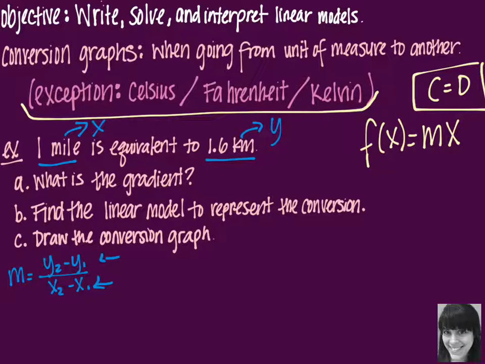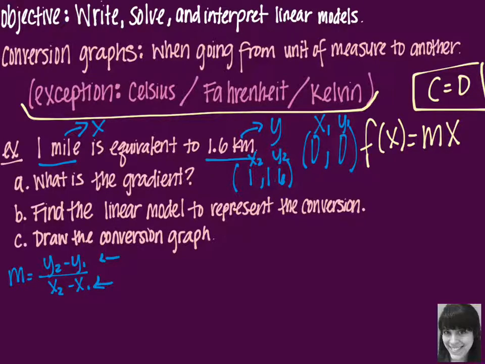Okay, so if I wanted to, and also you have another point, it's implied that when you have 0 miles, you have 0 kilometers. Okay, so now you have 2 points, 0, 0, and 1, 1.6, right? So for when I'm at 1 mile, I'm at 1.6 kilometers. All right, so now that I have 2 points, I can put them into my gradient formula. And like I said, it doesn't matter which one you label as x1, y1, x2, y2. You're still going to get the same thing.